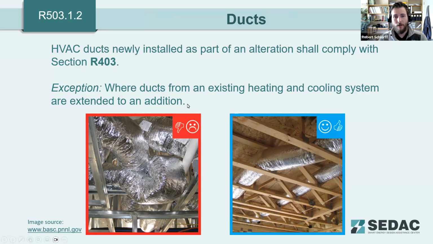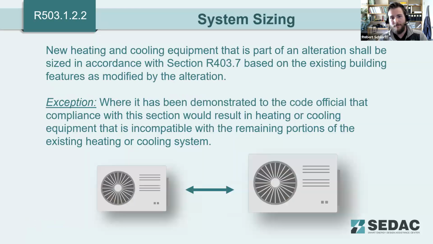There is an exception here where ducts from an existing heating or cooling system are extended to an addition. That exception is also currently in the existing code, so that should be somewhat familiar. And just remember the pictures here. We want ductwork that looks like the right side, not the left side.